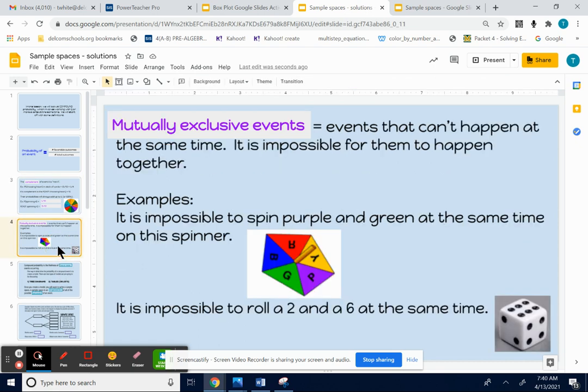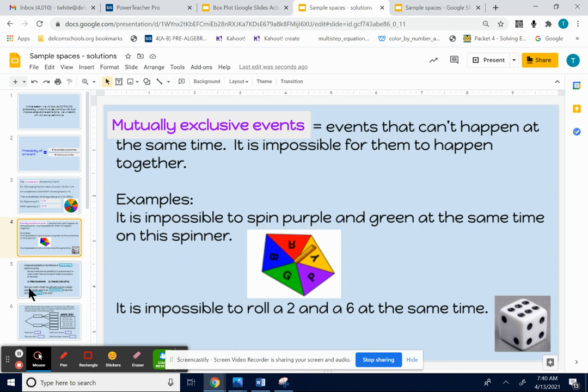There's also something called mutually exclusive events. Mutually exclusive events cannot happen at the same time. For example, you can't spin purple and green at the same time on the spinner. You can't roll a 2 and a 6 at the same time when you roll a die. Mutually exclusive.